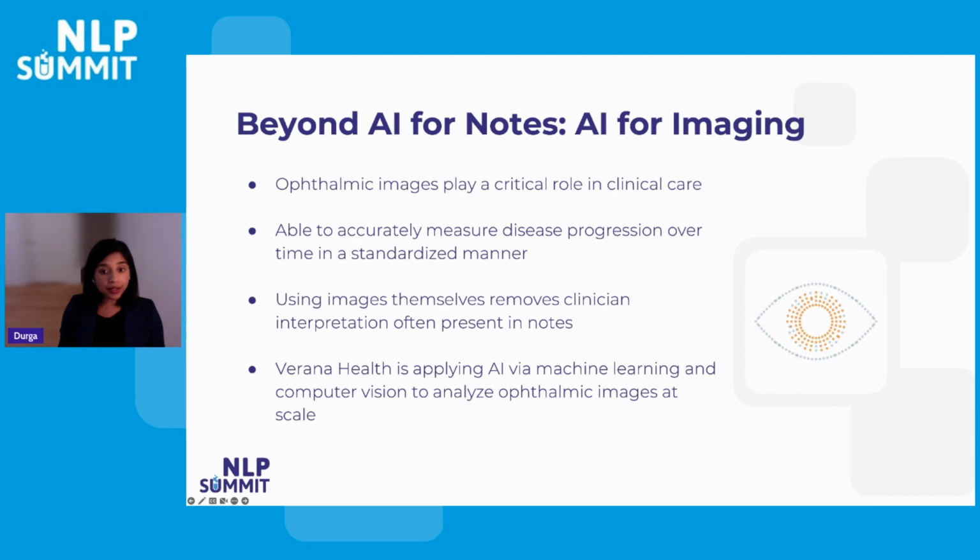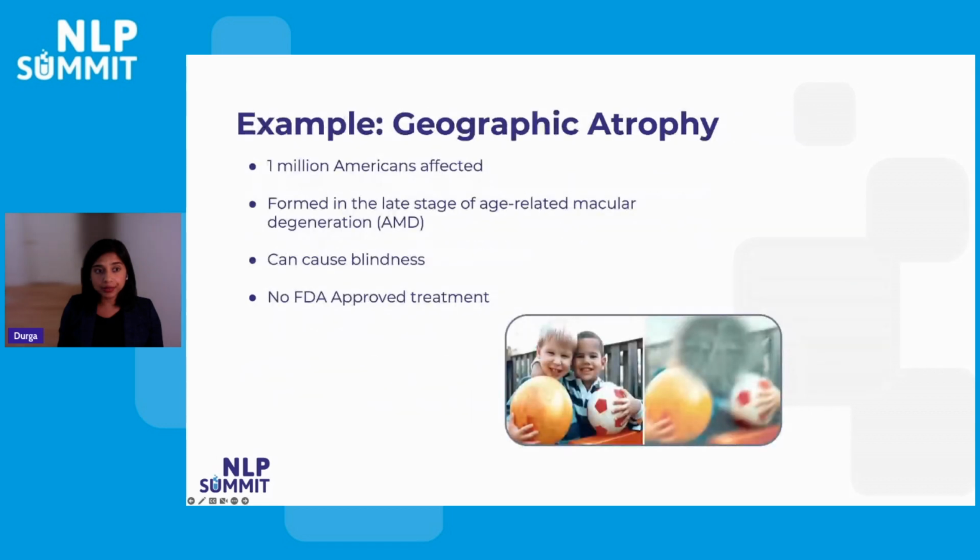So Verana Health is applying AI via machine learning and computer vision to analyze ophthalmic images at scale. So the example I'll give you again is in my specialty of retina, geographic atrophy. This is one of the late stages of age-related macular degeneration, the leading cause of blindness in the United States that affects over 1 million people.